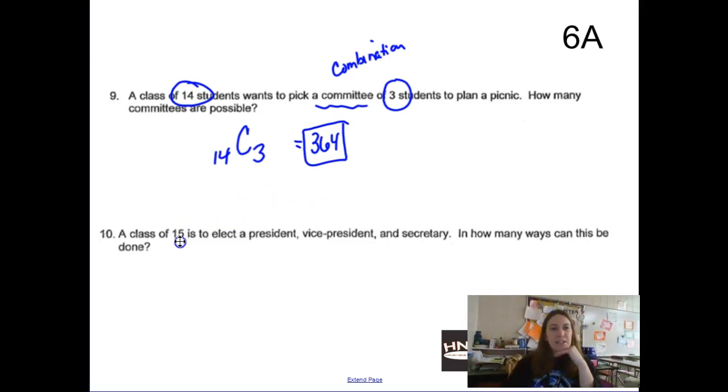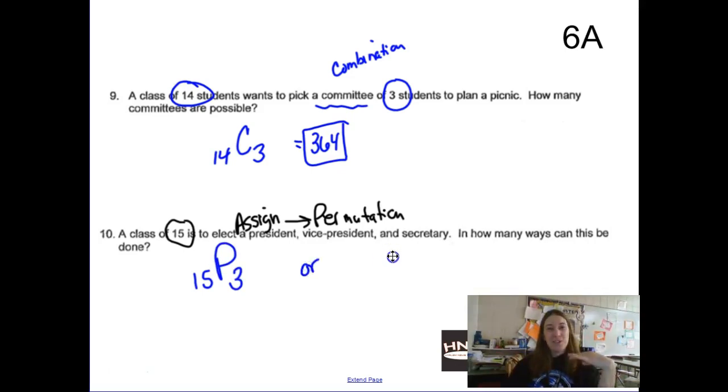All right, class of 15 is going to elect the president, vice president, and secretary. Now, because we are assigning them roles, it never says the word assign, but that's what's happening. You're assigning them a role. That means we have a permutation. All right, so 15 kids, and we are assigning them 1, 2, 3 different roles. So this is a 15 permutations of 3.